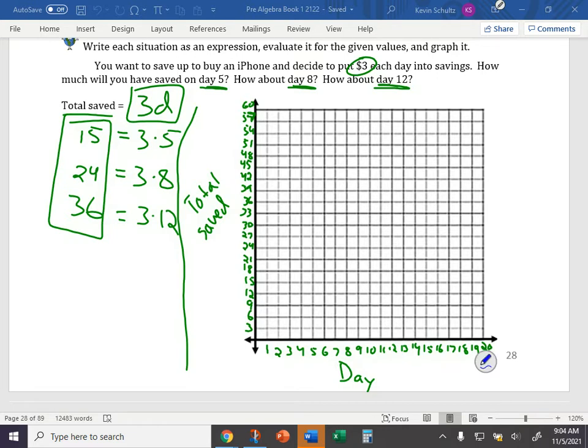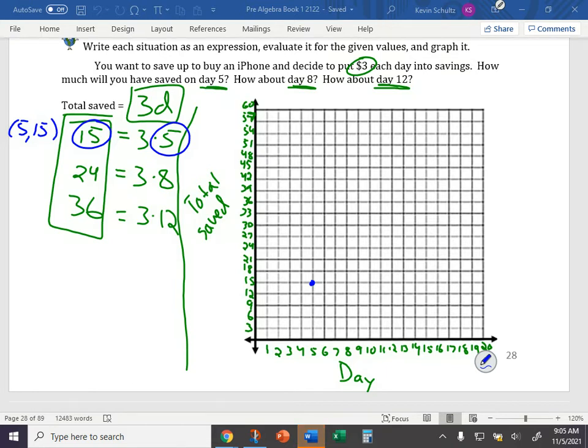and then our ordered pairs, what we're plotting, comes from our day and our total, right? On day 5, we have a total of $15 saved. So we're going to go to 5, 15 on our graph, and we're going to plot a point. There it is. 5, 15.